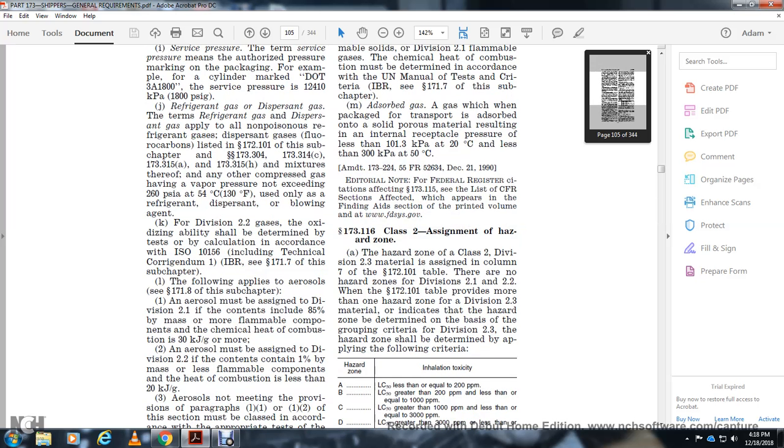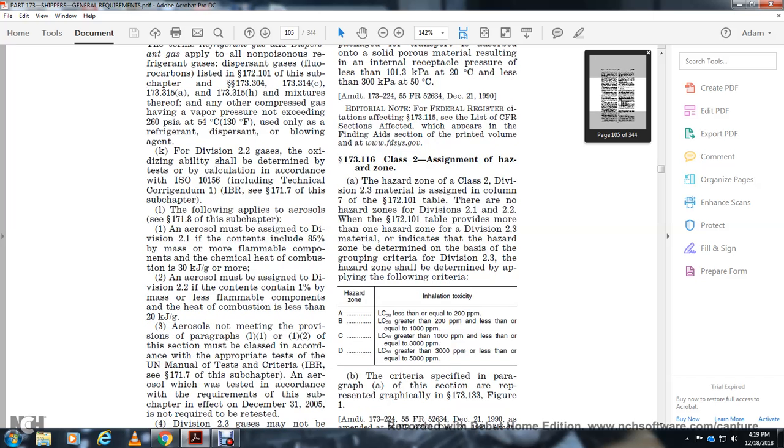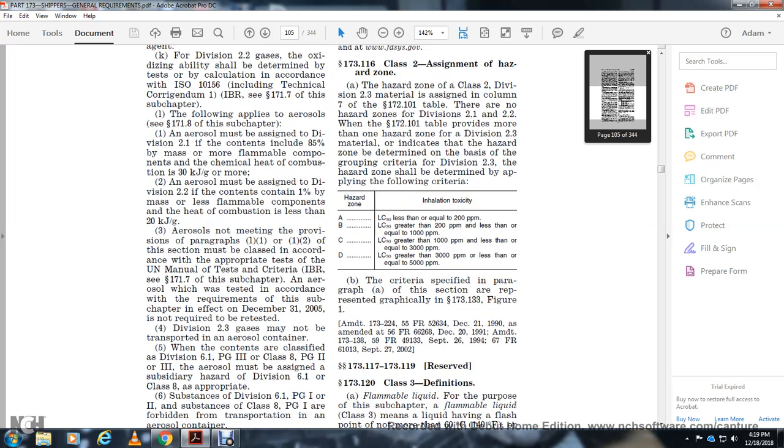171.16 Class 2 assignments of hazard zones. Hazard zones for Class 2 Division 2.3 materials are assigned in column 7 of the 172.101 table. There is no hazard zone for Division 2.1 and 2.2, but 172.101 may provide more than one hazard zone for a Division 2.3 material to indicate the hazard. The zone is determined on the basis of group criteria, and the Division 2.3 hazard zone shall be determined in accordance with the following criteria, as specified in paragraph (a) of this section and represented graphically in figure 1.